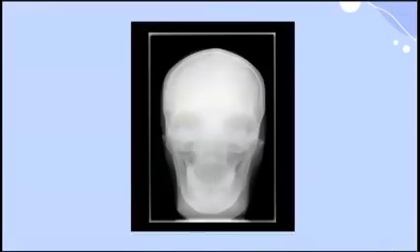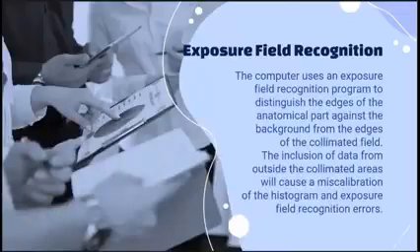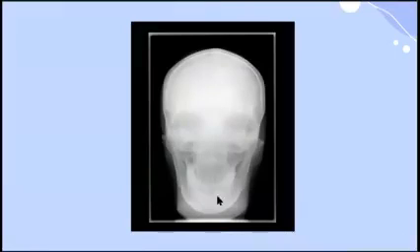So it is like this. Okay, for example, this is your collimated area. Here it is, with this black thin line here. So this is your image receptor plate. And this is the collimated area for this anatomy of interest, which is your skull. Okay, so according to the exposure field recognition, it must recognize the edges of the anatomical part itself and also the edges of the collimated field, which is this one.